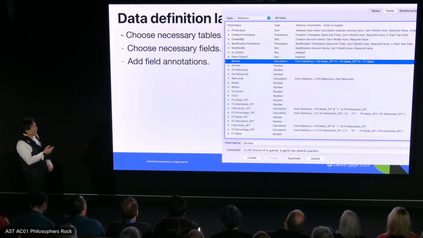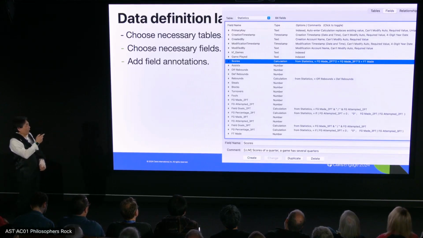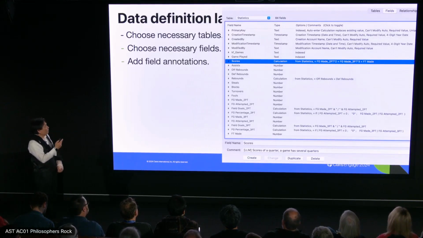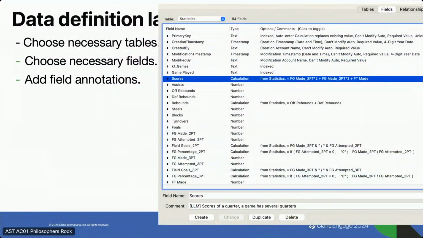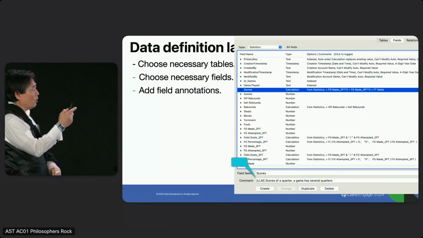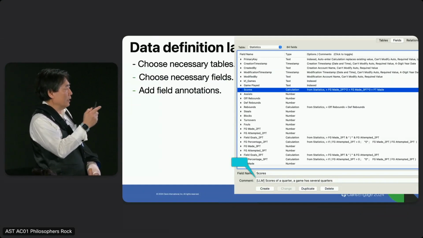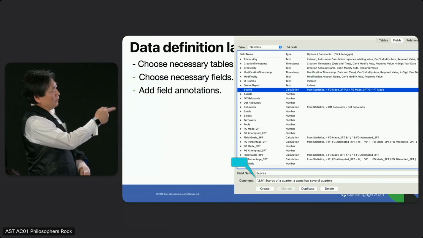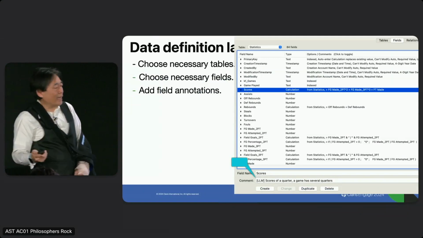So let me show you another example. In here, I have a calculation field, score. This score basically calculates the basketball score of a quarter. So you can see the calculation sums up all the 3-pointers, 2-pointers, and free throws. So you can include a calculation field for DDL. And the same, I put the bracket LLM bracket in there, and I put the annotation, scores of a quarter. And a game has several quarters. So that's very important here to let the LLM know that.